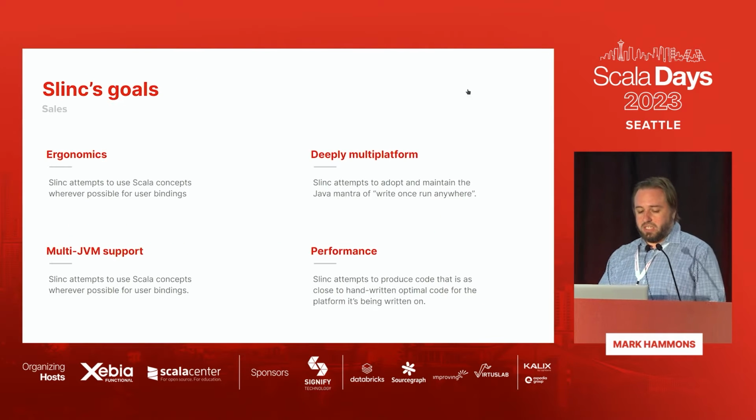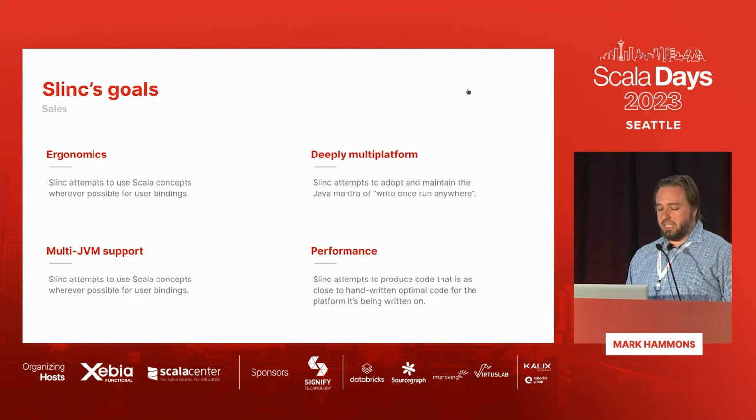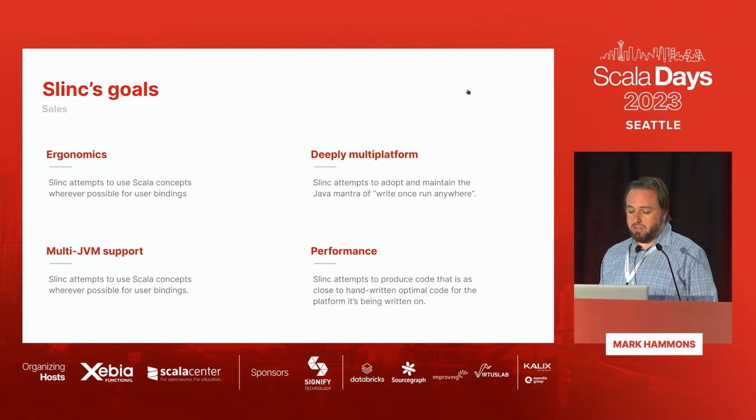So, Slinc has a number of goals, and those goals are as follows. It aims to be ergonomic, attempts to use Scala concepts wherever possible to bind to C. It's deeply multi-platform. It attempts to adopt and maintain the Java mantra of write once, run anywhere. It has support for multiple JVMs, and it is attempting to be performant.